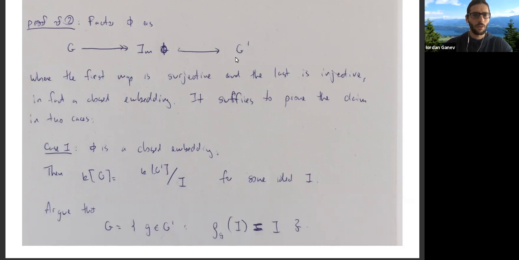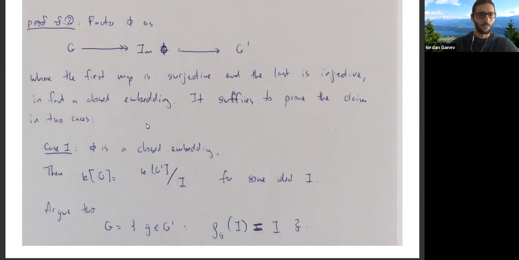Okay, so because we can factor it in this way, it's enough to prove the claim in two cases. The first case is when phi is a closed embedding, in other words, this part here. And the second case will be when phi is a surjection. That'll take care of this part here. Because we can take the semisimple part and unipotent part in G, move them over to here and use case 2 to show that we have the appropriate equality, and then use case 1 to show that we have the appropriate equality in G prime, and the fact that phi is this composition gives us the result.